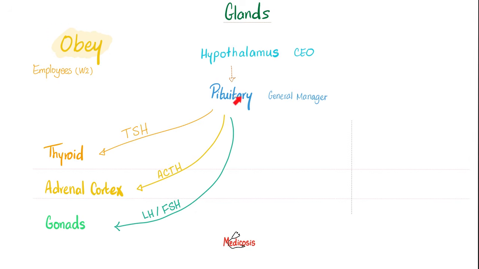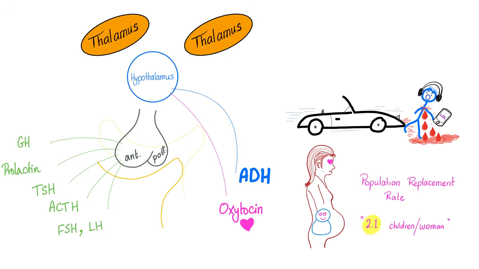In order for the pituitary to talk to the thyroid gland, the pituitary will secrete thyroid-stimulating hormone. And now you stimulate the thyroid. When the pituitary wants to talk to the adrenal cortex, it will secrete adrenocorticotropic hormone. If it wants to talk to the gonads, LH and FSH, also known as gonadotropins. CEO, general manager.